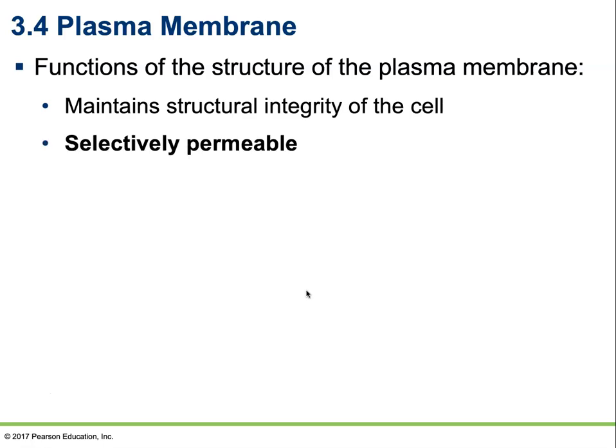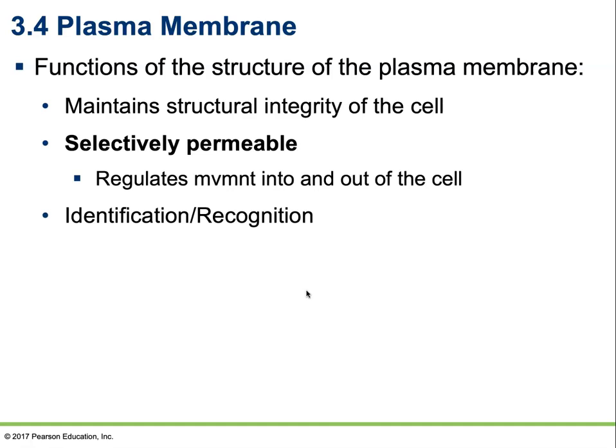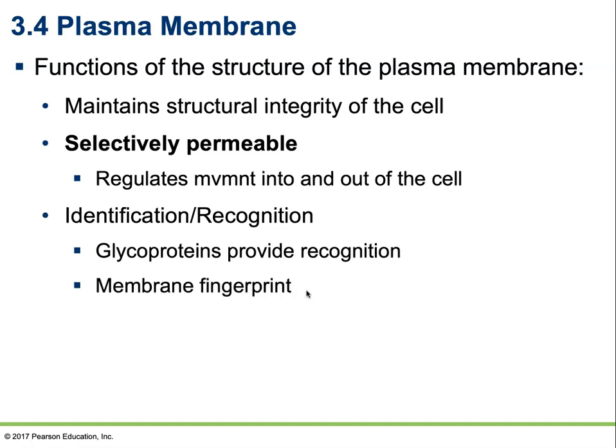It is also, as we've already mentioned, semi-permeable or selectively permeable. This means that it regulates movement into and out of the cell. The plasma membrane not just regulates what goes into and out of the cell, but also plays a very important role in identification and recognition. There are several components of the plasma membrane, things like glycoproteins. Glycoproteins provide recognition. They sort of give what is known as a membrane fingerprint. They help identify the cell.